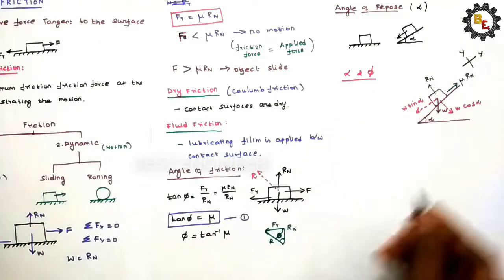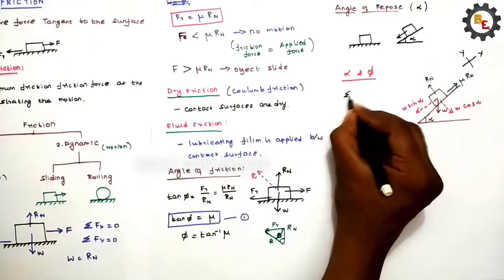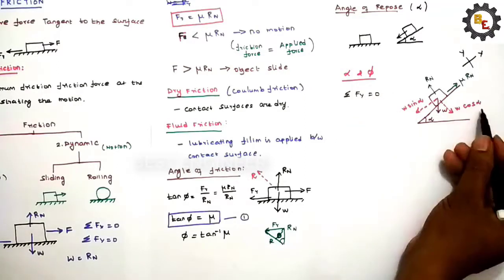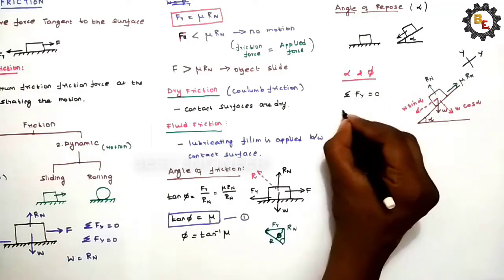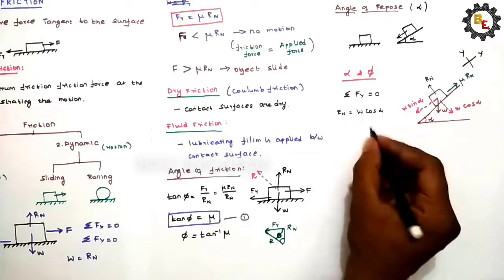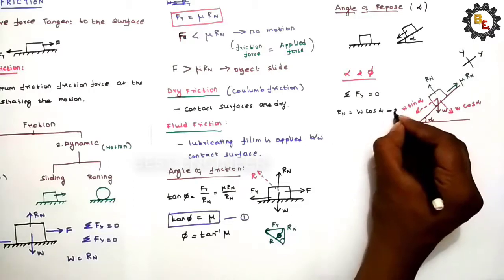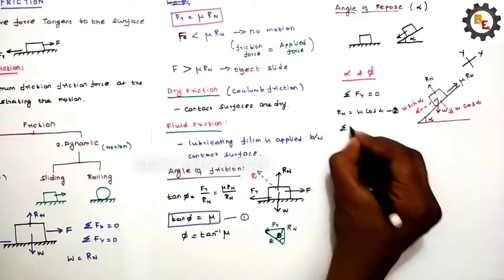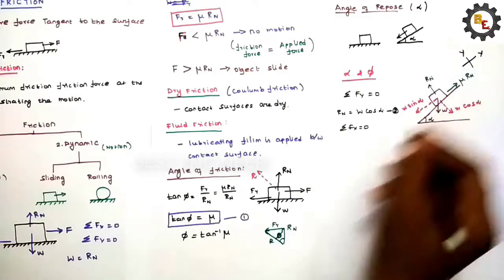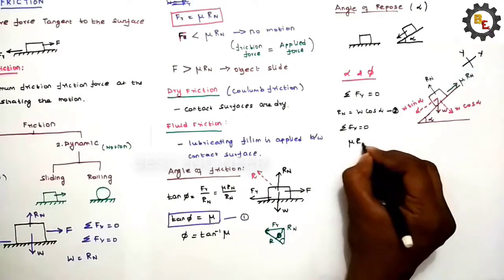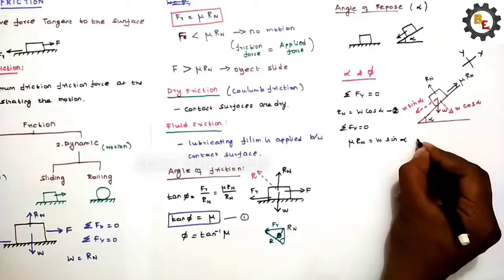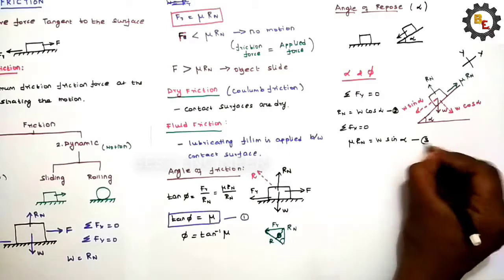Now summation of Fy equal to 0. So W cos alpha equal Rn, that is Rn equal W cos alpha. Keep it as equation 2. Summation of Fx equals 0. So mu into Rn equal W sin alpha. Mu Rn equal W sin alpha. Keep it as equation 3.